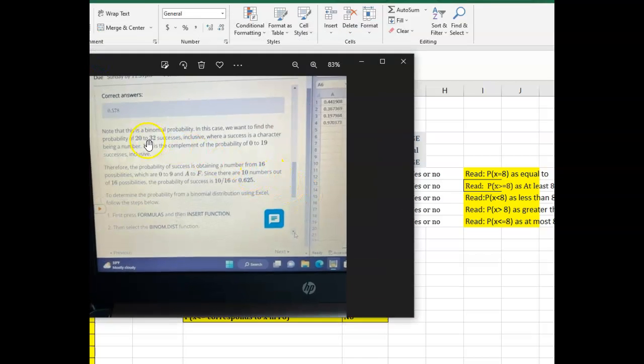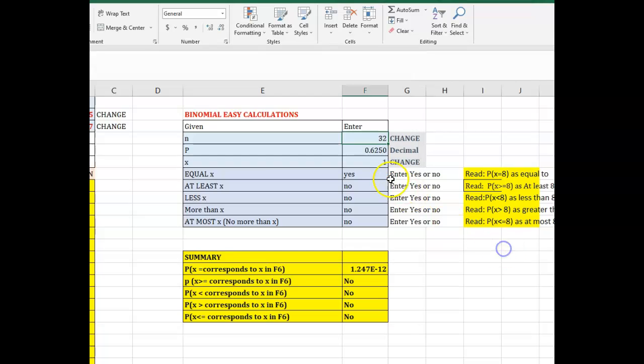what I think it's asking for is, what's the chances you get 20 to 32 successes? So at least 20 successes. If you do it 32 times, what's the chances you get at least 20 successes? So not exactly equal to 20. I'm going to type no there. We don't want exactly 20. We want at least 20. I'm going to put a yes right there. Not less than 20, not more than 20, but including 20 or more. And so I want the yes right there.